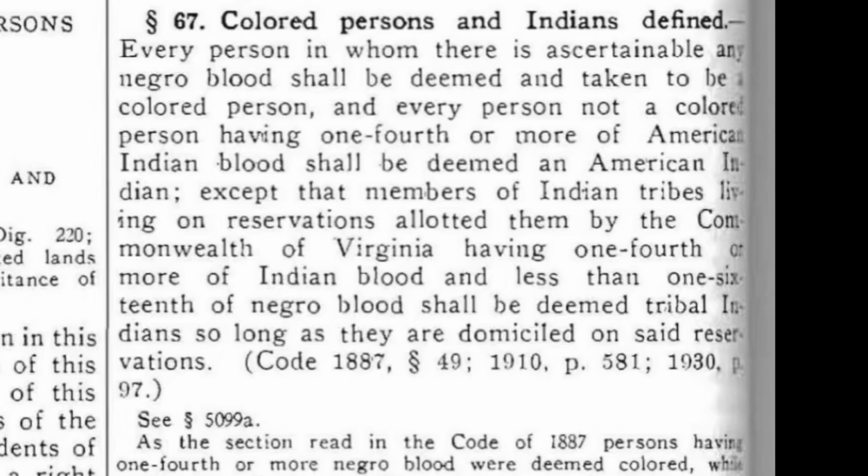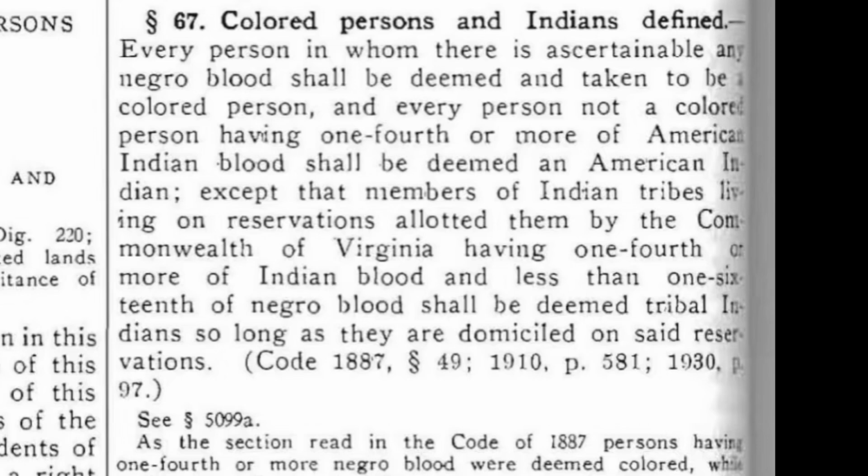So to recap what I read: every person with 1/4 of Negro blood shall be deemed a Negro, and every person with 1/4 of American Indian blood shall be deemed an American Indian. Except that members of Indian tribes living on reservations allotted them by the Commonwealth of Virginia having 1/4 or more of Indian blood and less than 1/16 of Negro blood shall be deemed tribal Indians so long as they are domiciled on these reservations.